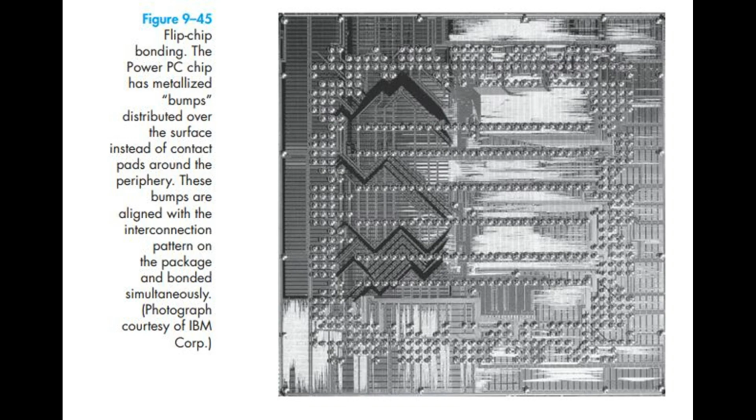Figure 9.45 Flip chip bonding. The PowerPC chip has metallized bumps distributed over the surface instead of contact pads around the periphery. These bumps are aligned with the interconnection pattern on the package and bonded simultaneously. Photograph courtesy of IBM Corp.